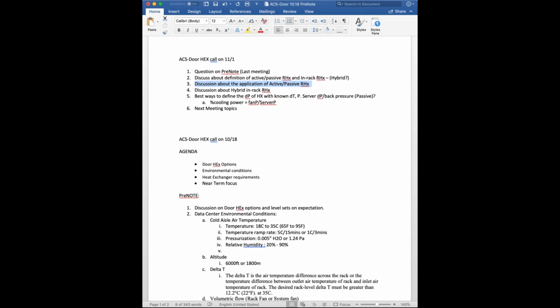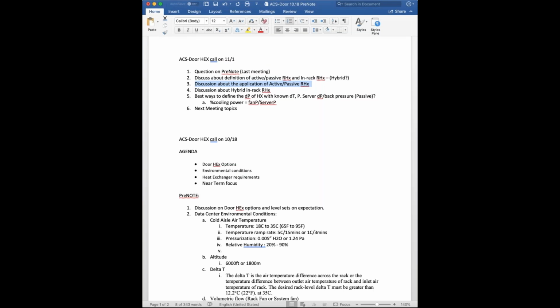So the big pushback or knock on passive rear doors over time has been concerns about pressure drop across the coil and the potential to actually cause the IT fans to speed up to deal with that additional pressure drop. And there are studies that support that concern, and there are studies that mitigate that concern.